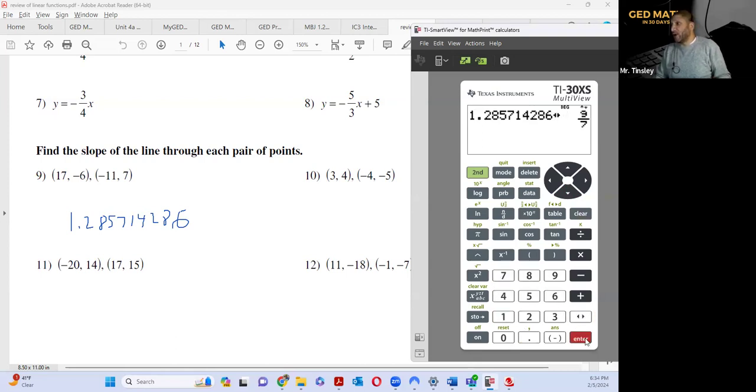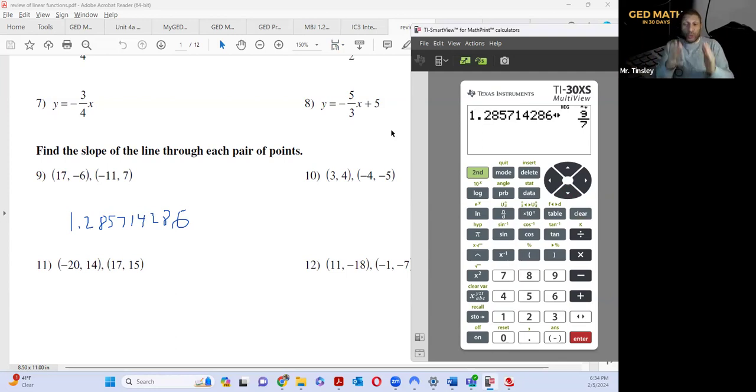1.2857144286. I'm going to convert it to a fraction. Boom, 9/7. My slope is 9/7, with no work. Nothing to do. Easy. But again, listen, don't rush.